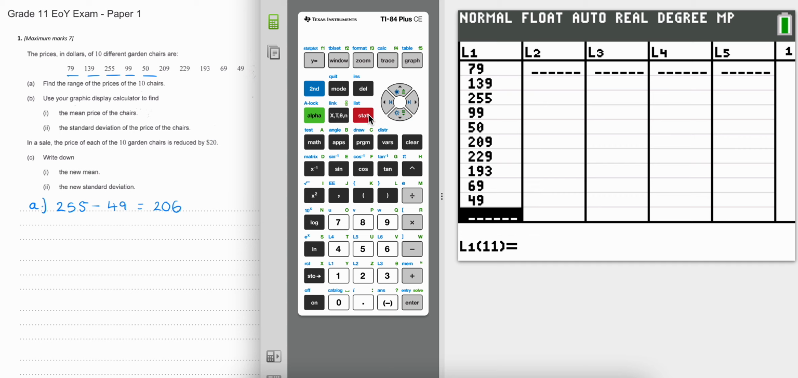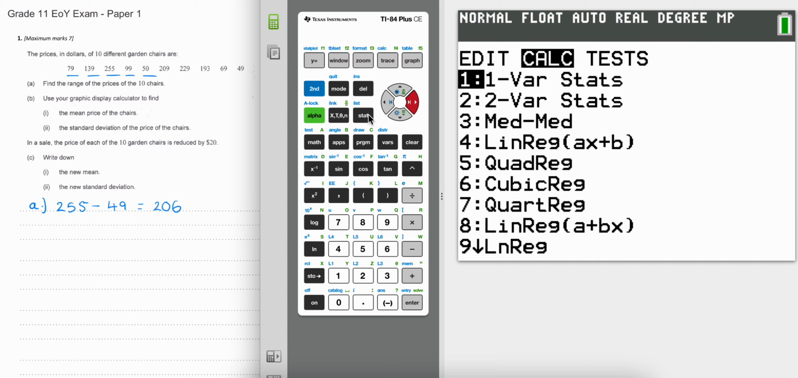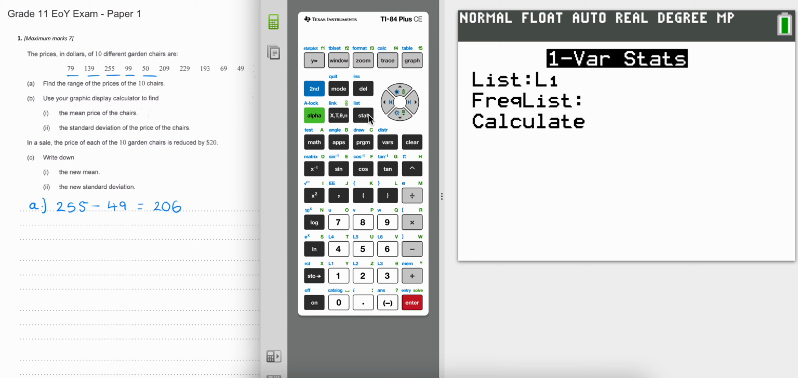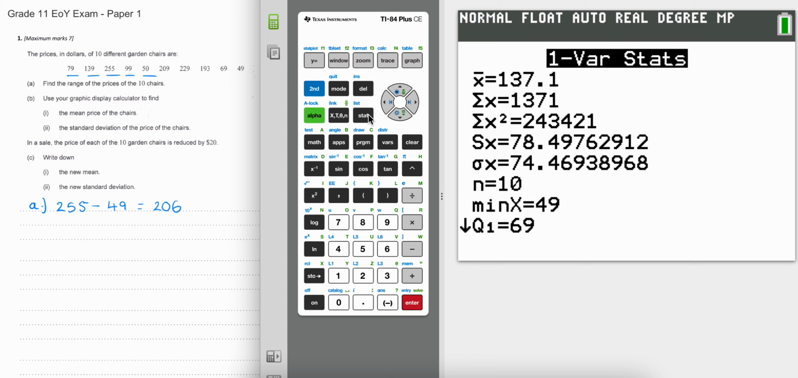So now that we've got the data, we can go back into statistics, calculations, and we have one variable that we're looking at. So the list of the data is in L1. The frequency we don't need because it's just each individual piece of data, it's raw data. So we're going to calculate the information, and we can see there that the mean, which is the x bar on our calculator, is equal to 137.1. So to three significant figures, that would be $137.